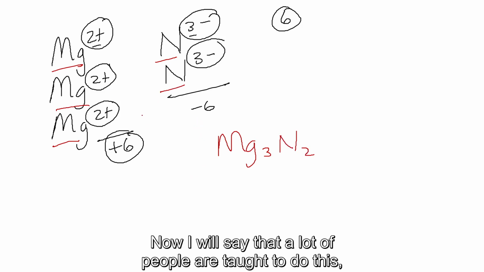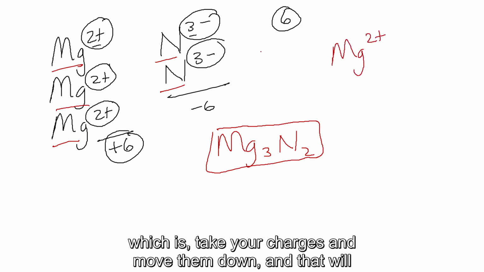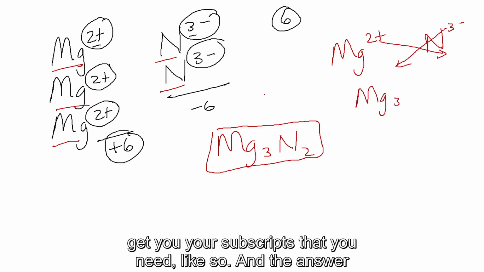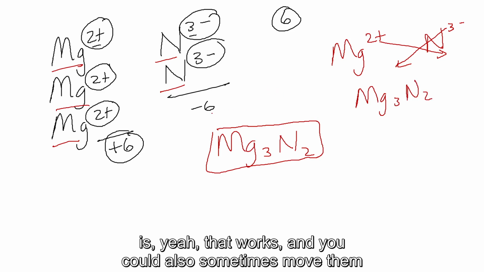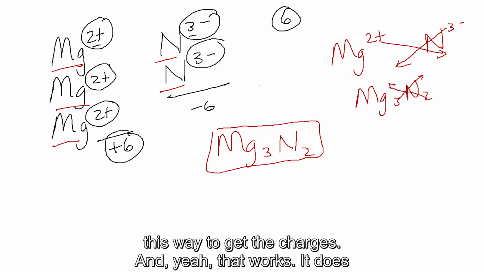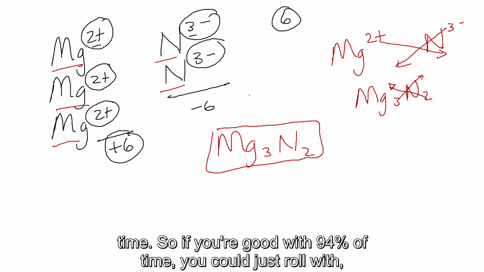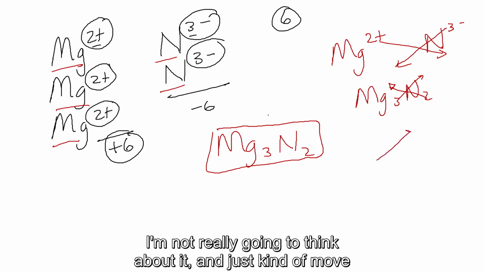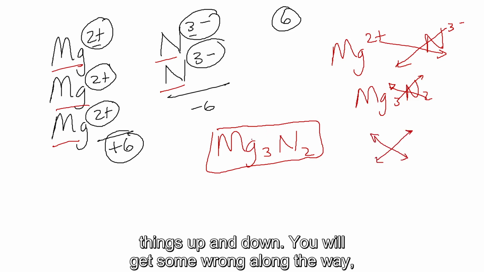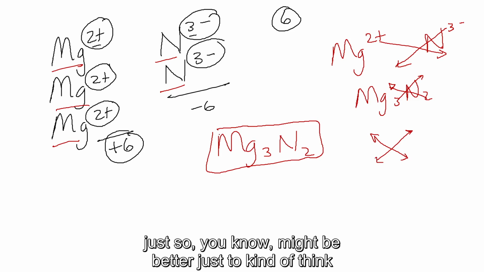Now, I will say that a lot of people are taught to do this, which is take your charges and move them down. And that will get you your subscripts that you need, like so. And the answer is, yeah, that works. And you could also sometimes move them this way to get the charges. And yeah, that works. It does not work 100% of the time, just so you know. Maybe like 94% of the time. So if you're good with 94% of the time, you could just roll with, I'm not really going to think about it and just move things up and down. You will get some wrong along the way, just so you know.